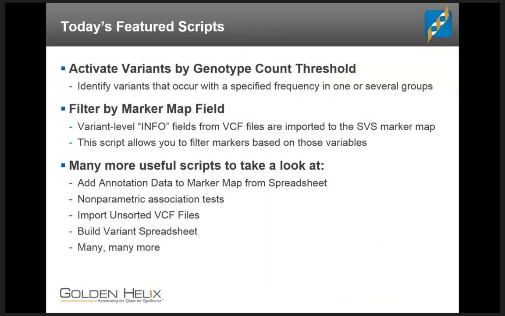So there are two scripts from the repository that I want to feature as we go along today. One is this script called Activate Variants by Genotype Count Threshold. It's very useful with large data sets. And also this one, Filter by Marker Map Field, which is really useful to help you interact with some of the annotation variables that might be present in a VCF file. Of course, there's a lot of other useful scripts on there. I've listed some that you might want to take a look at along the way if you happen to already be an SVS customer. And if not, of course, you're welcome to get a free trial of the software and see how any of those might be useful for you as well.